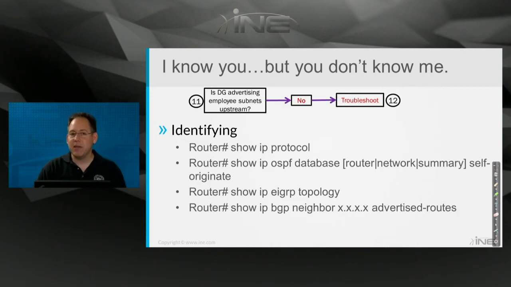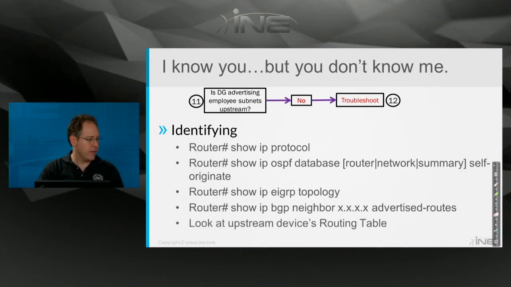If we're running BGP with our neighbor, show IP BGP neighbor and then whatever the IP address of that neighbor is, and then the keyword advertised-routes. Now it'll actually show you what routes I advertised to that neighbor, and I'm looking for that payroll network. If all of that looks okay, whether you're using OSPF, EIGRP, or BGP, you see the network there.